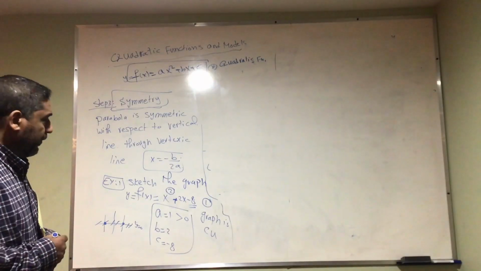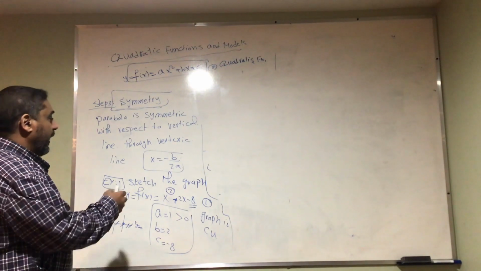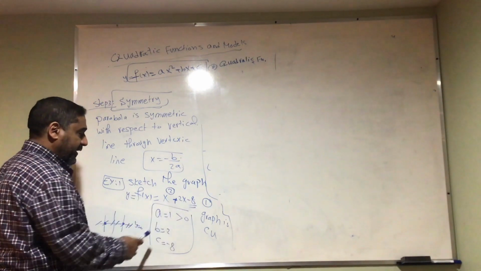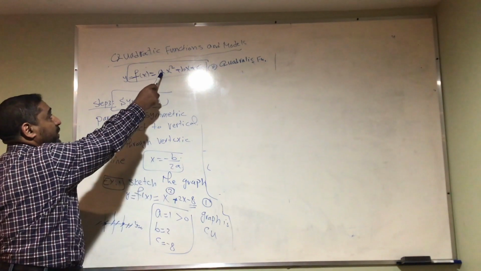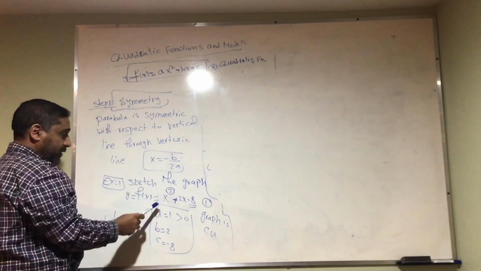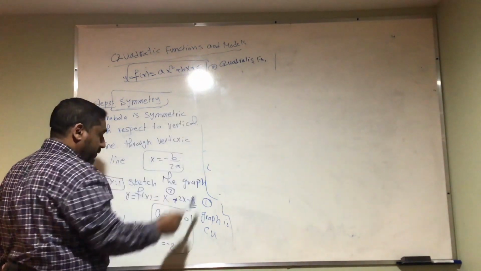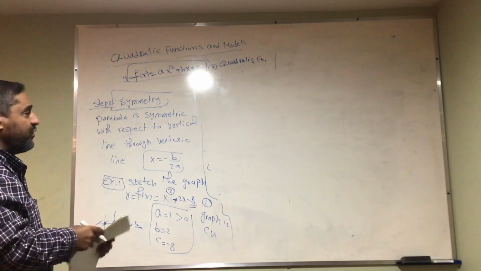Okay, guys. Let me give you an example for those 3 steps. I need to sketch the graph of f of x equals x squared plus 2x minus 8. Your a here is 1, because I compare to x squared. B here is 2. Your c here is minus 8. So I'm going to apply the 3 steps that I mentioned.